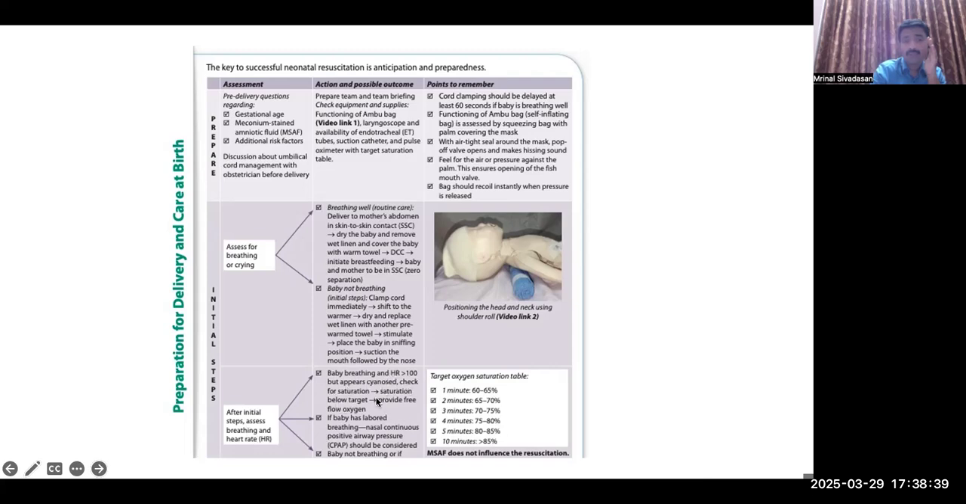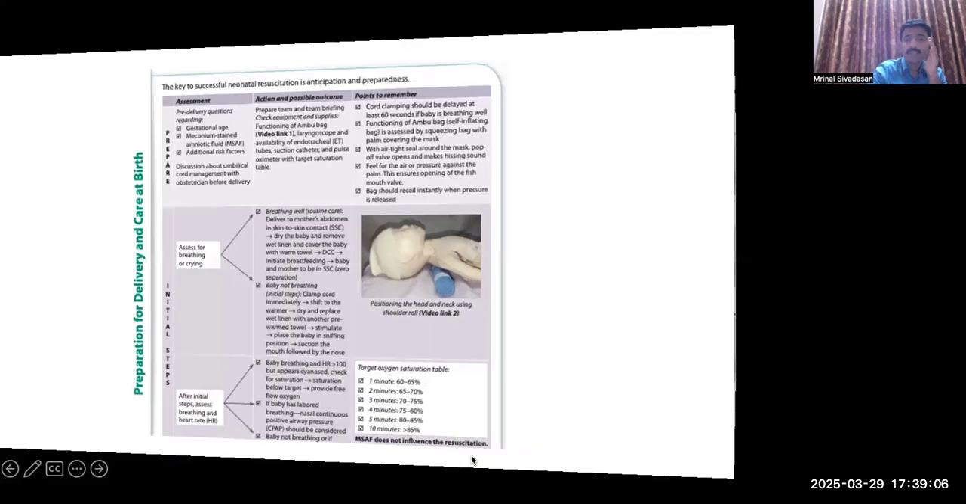If the heart rate is less than 100, and the baby is not breathing or is gasping, then go for positive pressure ventilation as the second step. If the heart rate is more than 100 and the baby is breathing but appears cyanosed, check the saturation. If saturation is below target, then we can give free flow oxygen. If the baby has labored breathing, then you can consider nasal CPAP. And meconium stained amniotic fluid does not influence the resuscitation.